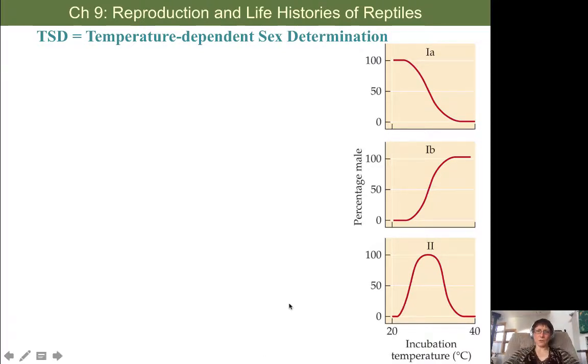What these graphs are showing you along the y-axis is the percentage of males that are produced, from 0 to 100 in each of these graphs. And along the x-axis, you're seeing the average incubation temperature.